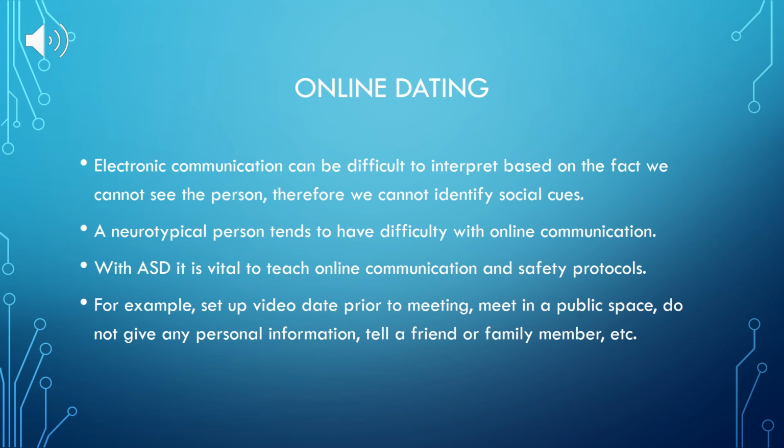Within the intervention, people are taught to set up video dates prior to meeting, to avoid being catfished. They are also encouraged to first meet in a public space, to not provide any personal information such as your home address, and to let a family member or friend know where the date is and what will be happening.